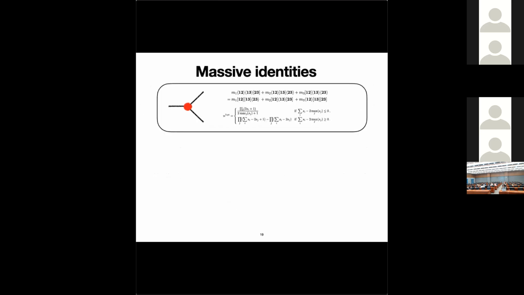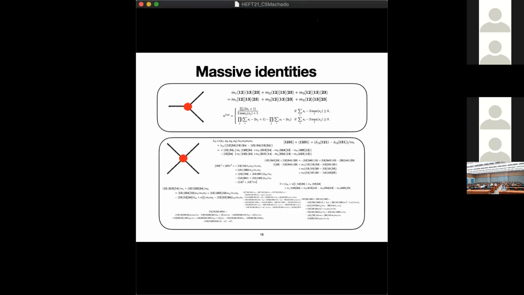And just one more comment about the massive identities. In the case of the 3-point amplitudes, we have this identity here in the first line that appears when writing the massive amplitude of 3 vectors. And looking at amplitudes with particles with spin up to 3, we found that any other identity that can reduce the number of independent spinor structures is derived from this one. And moving to 4 points, this situation gets considerably more complicated.